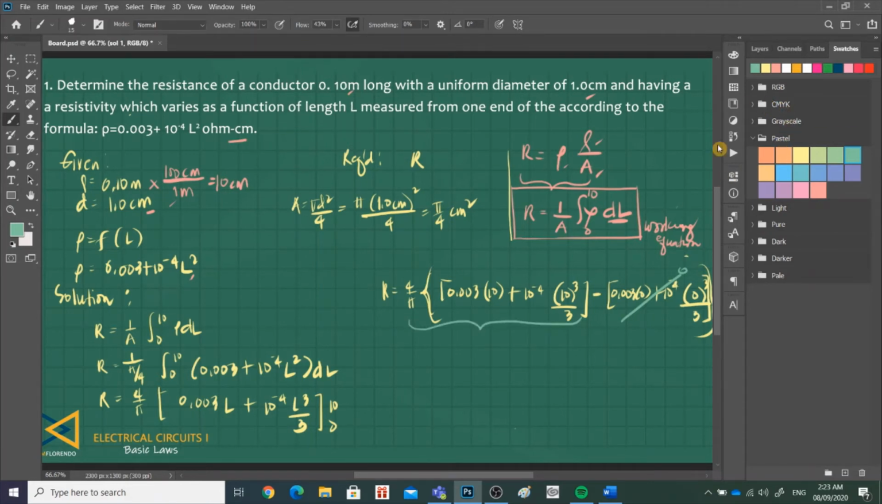So, using your calculator, R is equivalent to 0.08606 ohms. So, yan yung ating answer for number 1. Okay. Next, punta na tayo sa problem number 2.